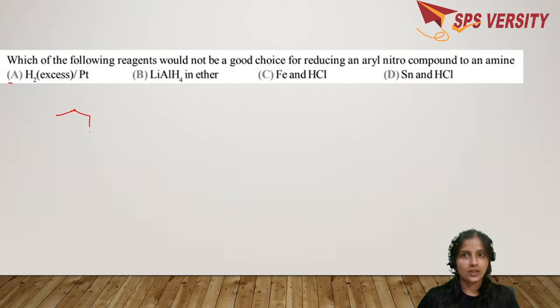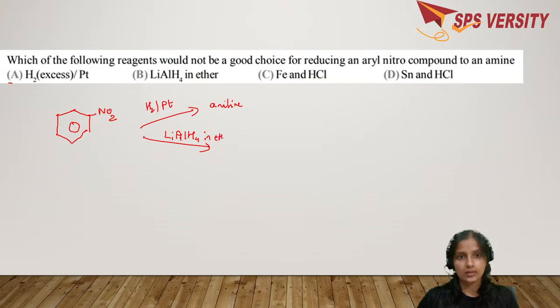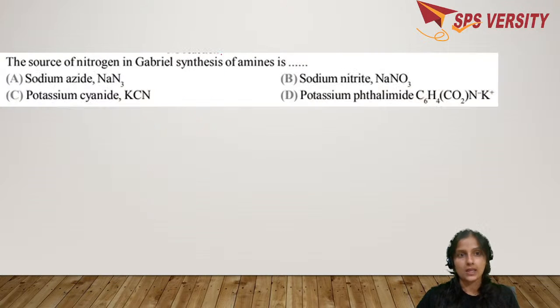So you start with the aryl nitro compound. We'll take nitrobenzene, and if you treat it with hydrogen over platinum, this will definitely give you the aniline. And lithium aluminum hydride in ether. And then Fe over HCl and also tin over HCl. These are going to react in the same way, and this will give you the aniline, that's the amine compound. But this reaction is not going to happen in the presence of ether. So the correct answer would be option B.